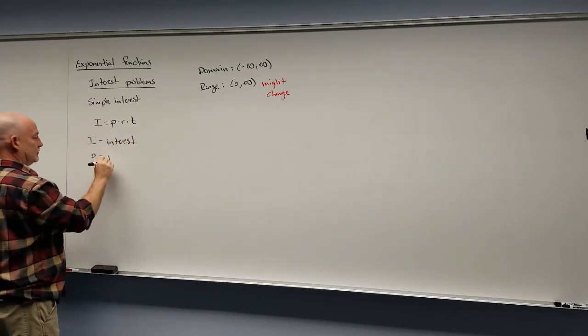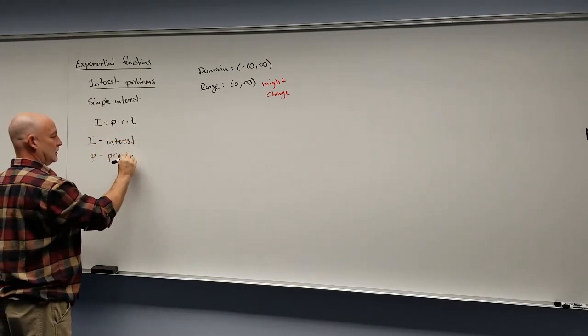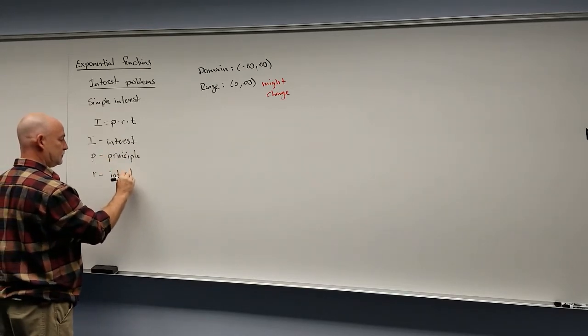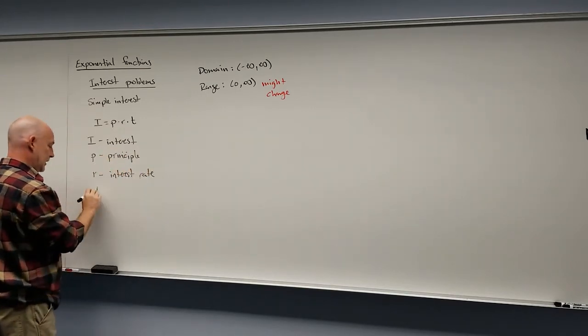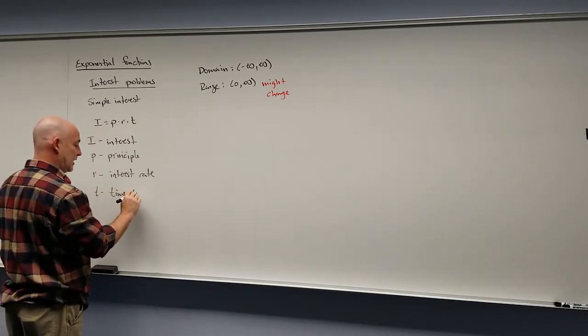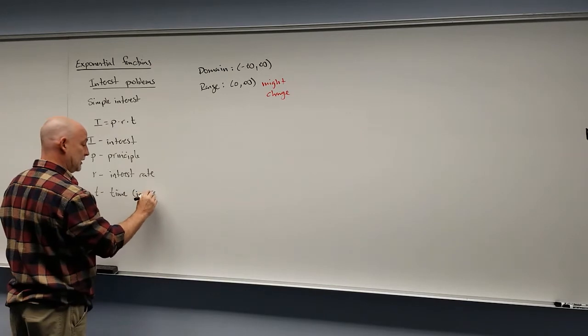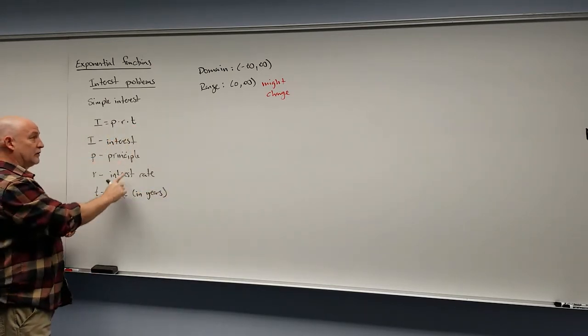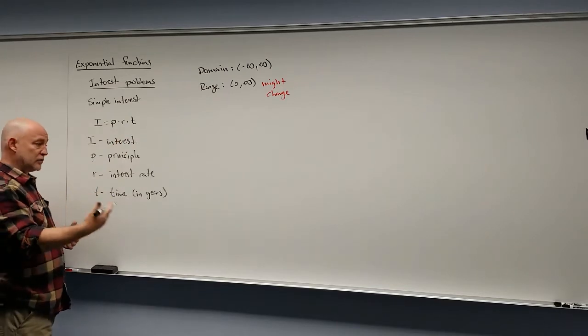Interest, principal, interest rate, and t is time. And for most of these formulas, time here has to be in years. Really what t stands for this time is the number of times that the interest is applied.